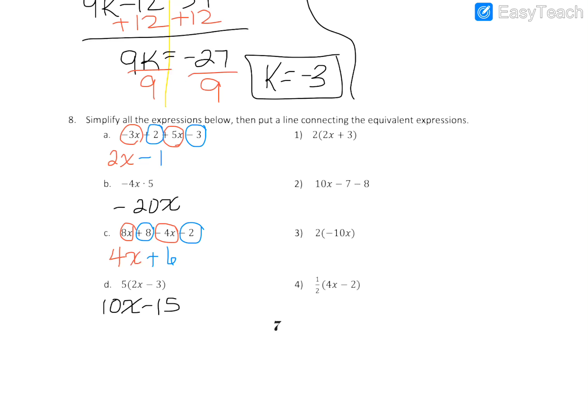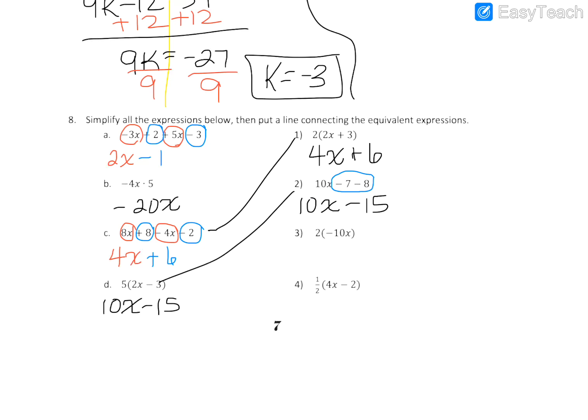All right, let's go over to the other side. Number 1, distributing the 2, 4x plus 6. That connects to C. Number 2, we're going to put together the -8 and the -7 since they're both constants. So that's -15 connects to D. Number 3, 2 times -10 is -20x. That is here, B. And the last one, half of 4 and half of 2. So 2x minus 1, and that connects to A.